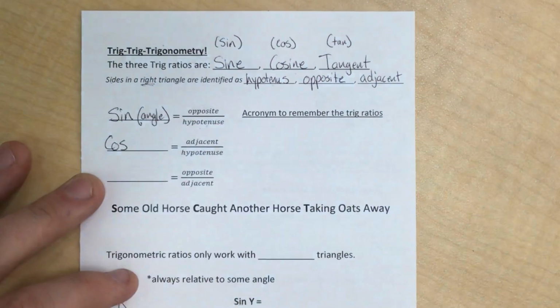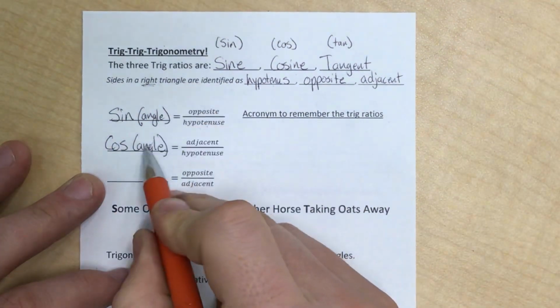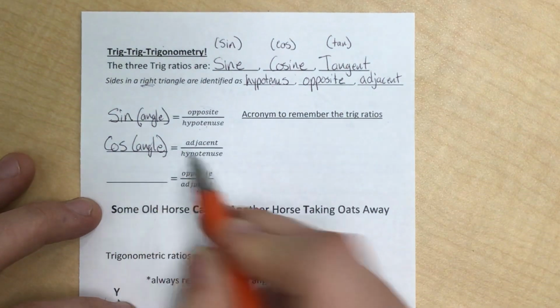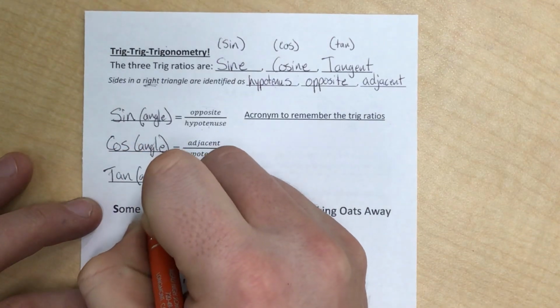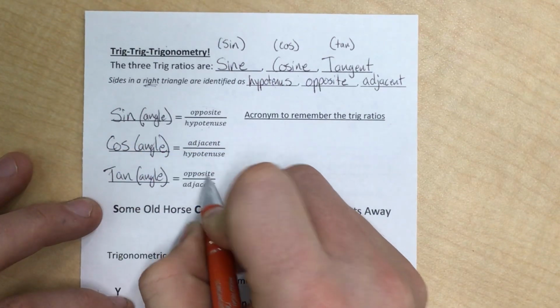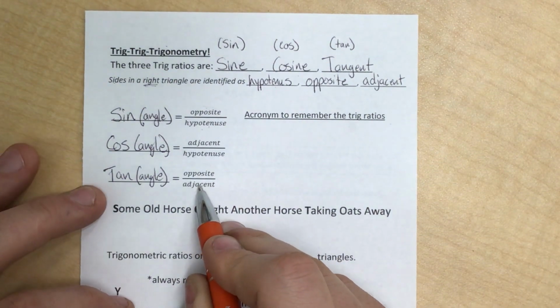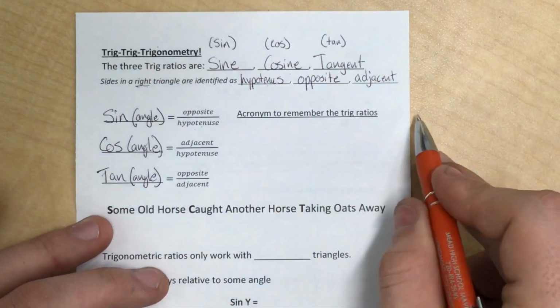The cosine is next. The cosine, again, of some angle in the triangle is going to be the adjacent side to that angle, all divided by the hypotenuse of that triangle. And last, the tangent of some angle is the opposite side of that angle divided by the adjacent side of that angle. Okay?